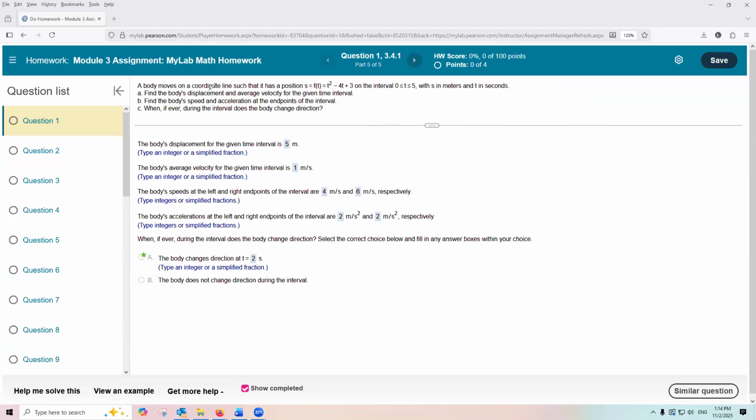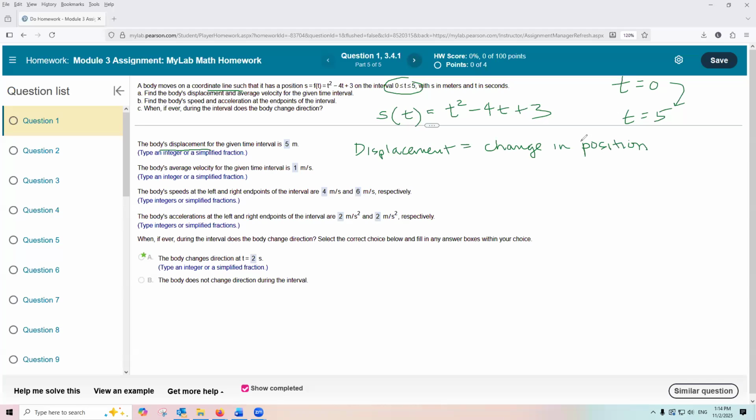So it says a body moves on a line and its position, I'll write it as s of t. This position function is t squared minus 4t plus 3. And it's over the time interval from t equals 0 to t equals 5. All right, let's go to the first question. It says, what's the body's displacement? Well, displacement is really change in position. So what they're really asking me to calculate here is, what is the position at t equals 5? What is the position at t equals 0? And find the change. So think of it as taking s of 5 subtract s of 0.